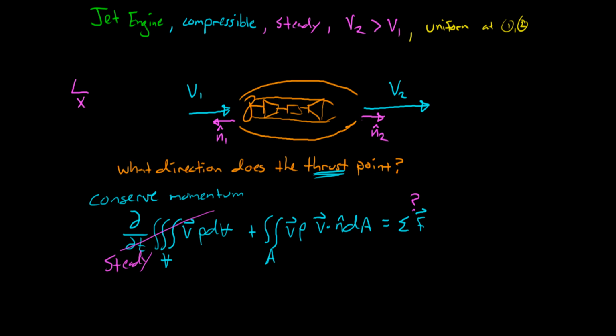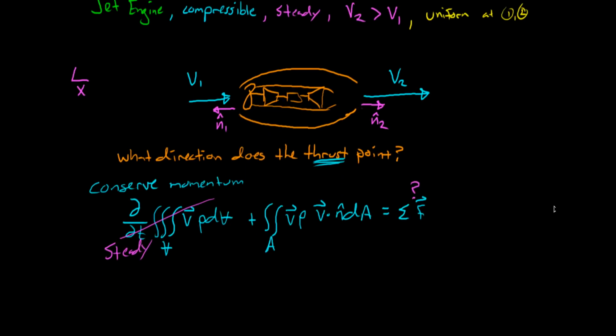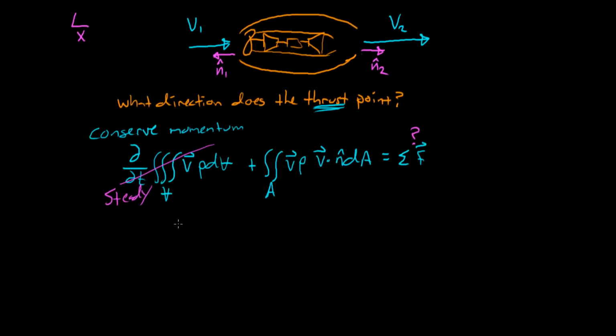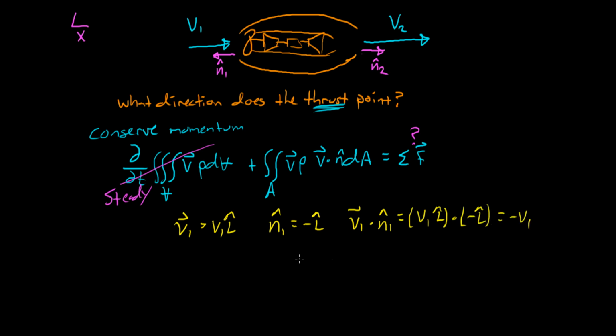And so let's do a little bit of vector unpacking here. First off, velocity 1, v1, looks like the magnitude v1 times i. Remember, the normal vector is pointing to the left, so n1 looks like minus i. And that means that v1 dotted with n1 is equal to v1 i dotted with minus i, which is just minus v1's magnitude.